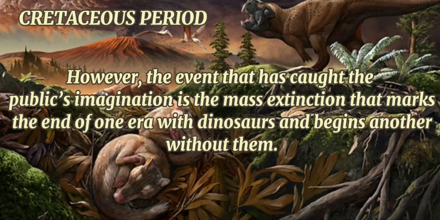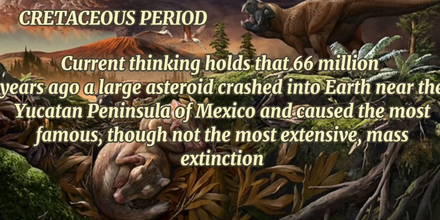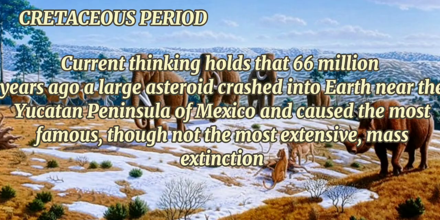However, the event that has caught the public's imagination is the mass extinction that marks the end of one era with dinosaurs and begins another without them. Current thinking holds that 66 million years ago, a large asteroid crashed into Earth near the Yucatan Peninsula of Mexico and caused the most famous, though not the most extensive, mass extinction.